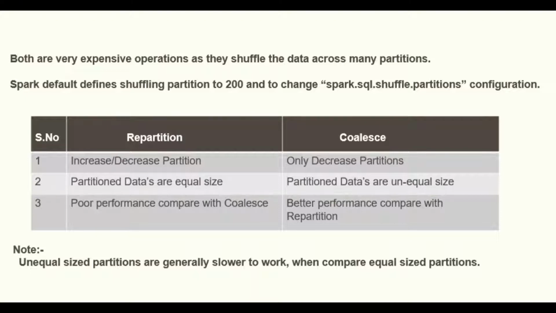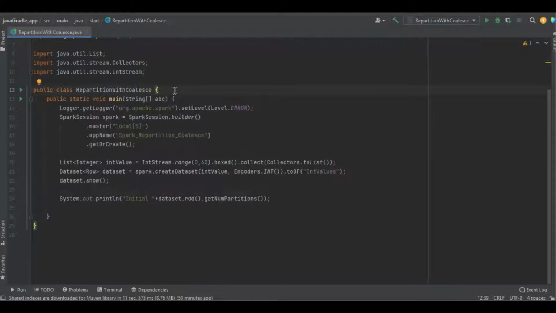Let's see the major difference between repartition and coalesce. With repartition, we can increase or decrease the number of partitions, but with coalesce, we can only decrease the number of partitions. In a repartition, the partition data are equal in size, but in a coalesce, the partition data are unequal in size. With respect to performance, repartition is slower when compared with coalesce, and coalesce has better performance. And a final important thing: unequal size partitions are generally slower to work with when compared with equal size partitions. Fine, let's get into the program.